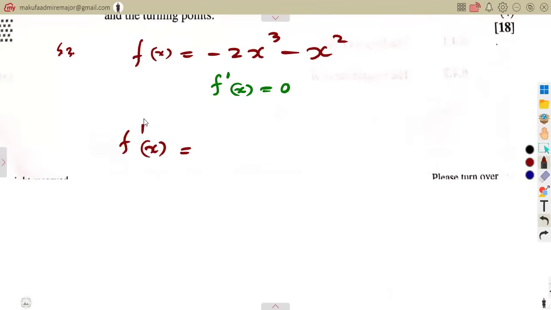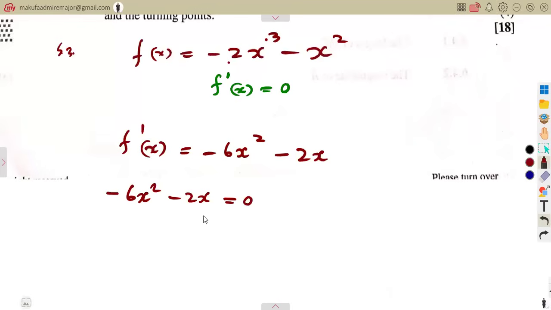So what is the first derivative of our expression? Remember to differentiate. This is what we're just doing. Multiply these two, subtract 1 on the exponent. 3 times minus 2, minus 6, we subtract 1, that's x squared. Minus, you multiply by 2, that will be minus 2x. So this is our first derivative, but it must be equal to 0. So meaning to say minus 6x squared minus 2x must be equal to 0 at the turning point.